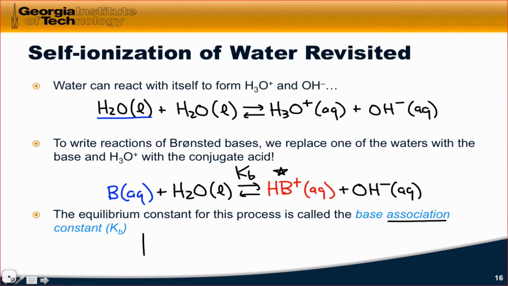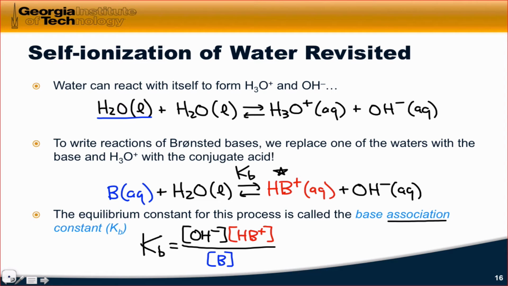Kb has the same form as all equilibrium constants, products over reactants, and in this particular case we have the concentration of hydroxide, OH-, times the concentration of the conjugate acid, HB+, divided by the concentration of the base, B. No need for any exponents here since all of the stoichiometric coefficients are 1.